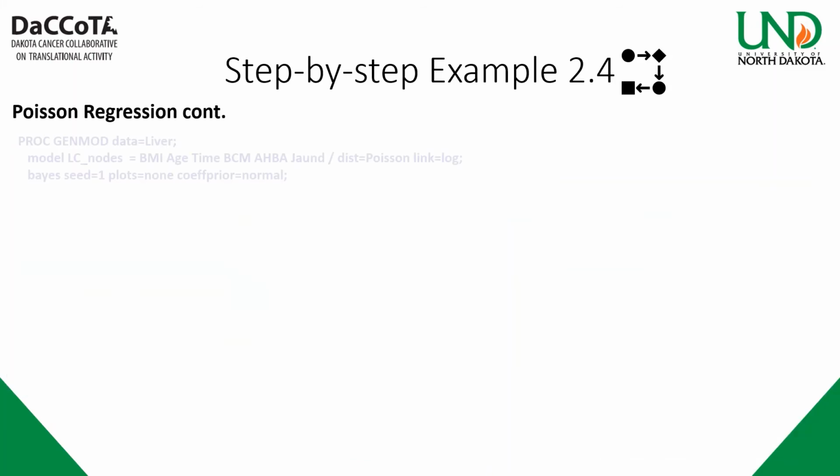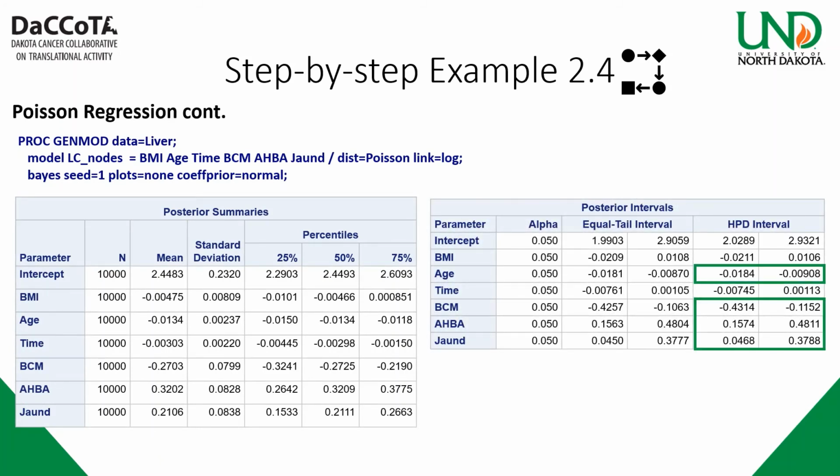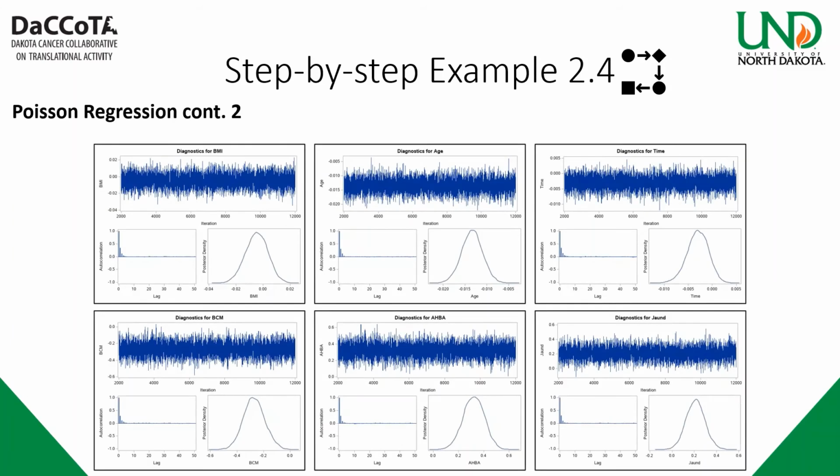Again, we can do ProcGenMod using Bayes, and what we get out here is similar to our frequentist methods, that these ones are significantly different. The slope is significantly different from 0. And as we come here, we see that it looks like BMI, age, time, BCM, AHBA, and jaundice. Of them, only BMI looks like it's not significantly different from 0.